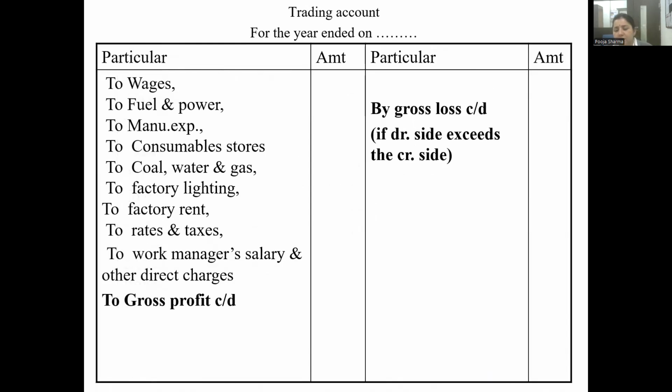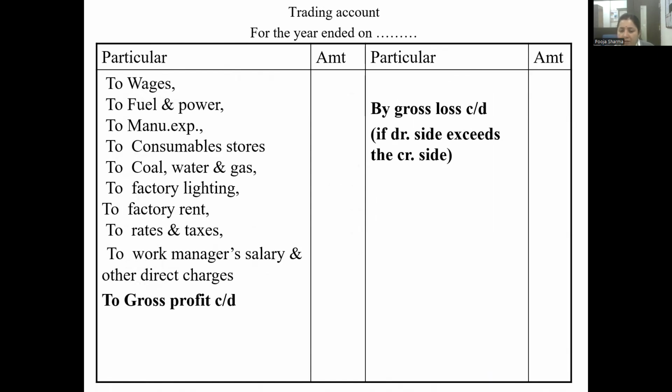Now, the other direct expenses like wages, fuel, manufacturing expenses, consumable stores, coal, water, gas, factory lighting, factory rent, rates and taxes, works manager's salary, and the other direct expenses come in the trading account. All the direct expenses will come in the trading account.